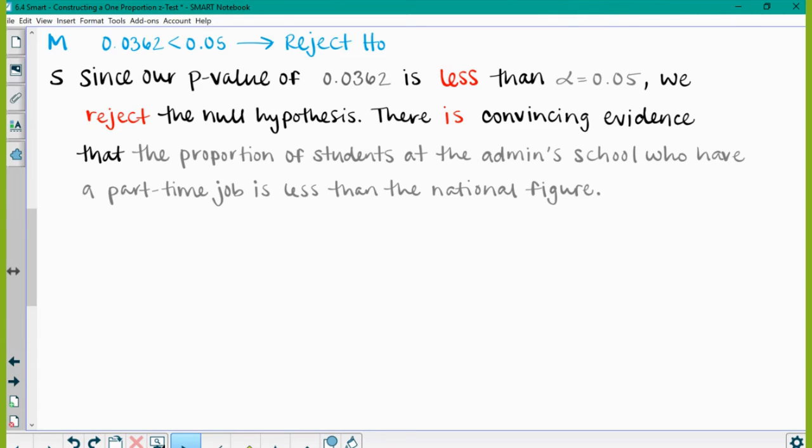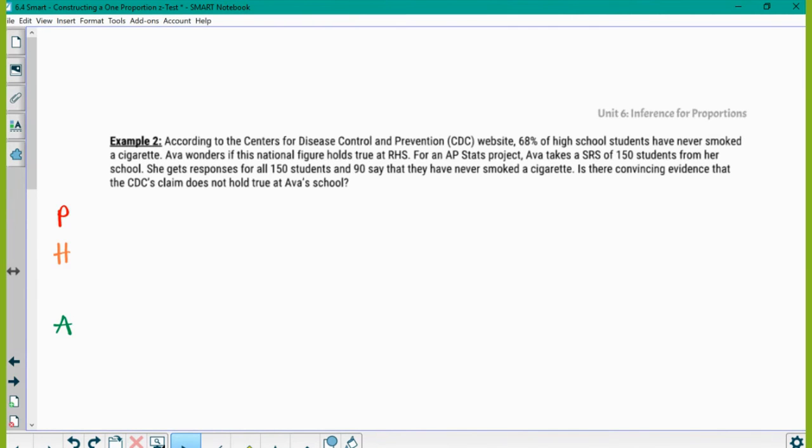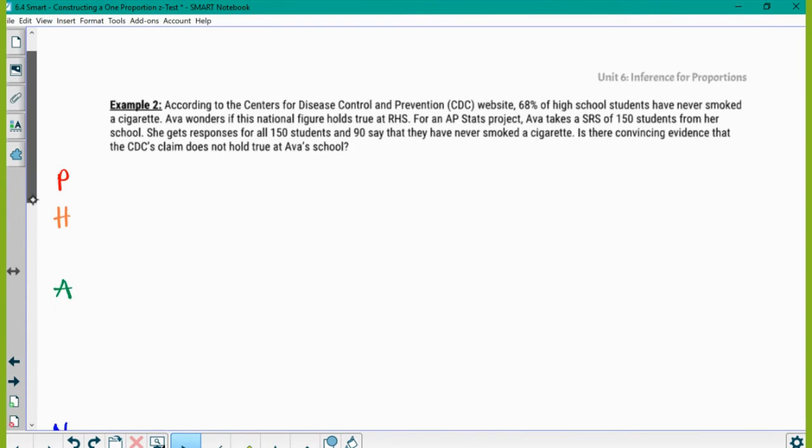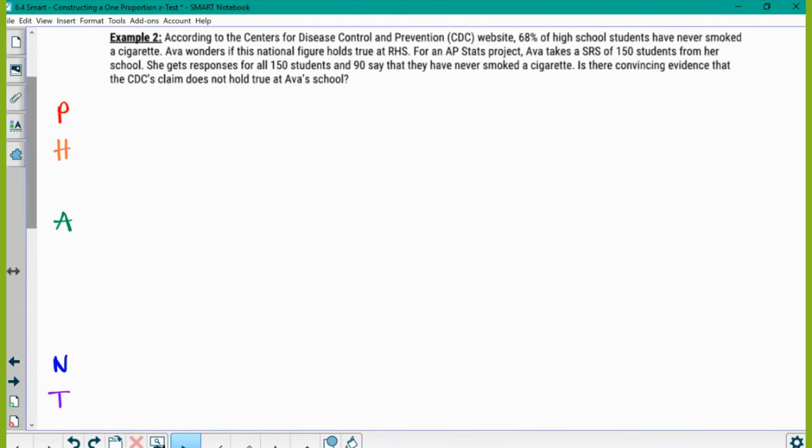Okay, let's go ahead and look at our last example. According to the CDC, 68% of high school students have never smoked a cigarette. Ava wonders if this national figure holds true at RHS. For an AP Stats project, Ava takes an SRS of 150 students from her school. She gets responses from all 150, which is impressive. And 90 say that they have never smoked a cigarette. Is there convincing evidence that the CDC's claim does not hold true at Ava's school?